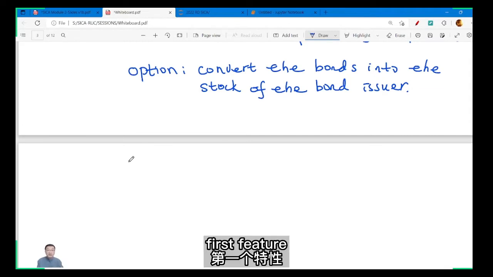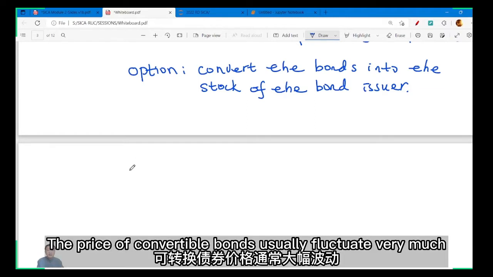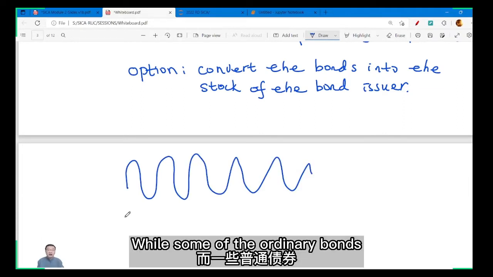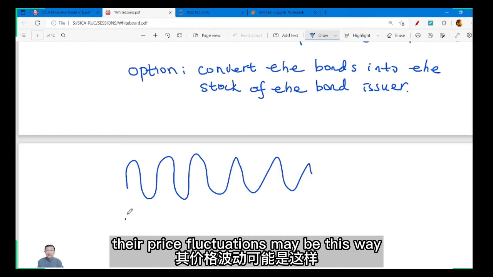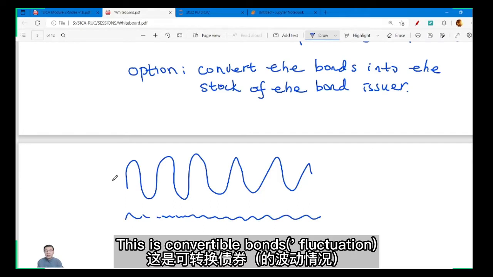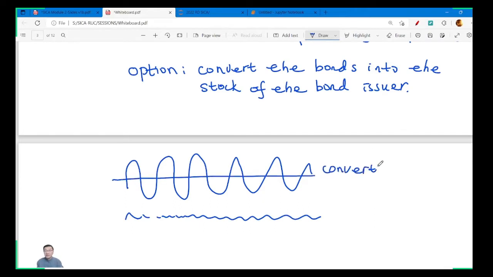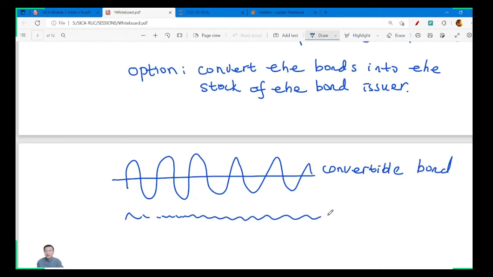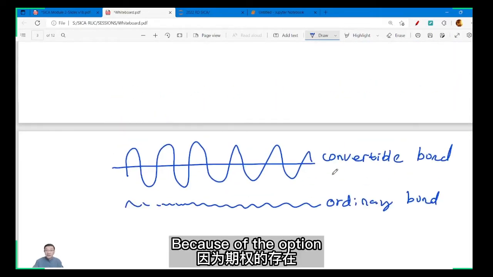For example, first feature, the price of convertible bonds usually fluctuates very much, while some of the ordinary bonds, their price fluctuations may be this way. This is convertible bonds. This is ordinary bonds. Why? Because of the option.